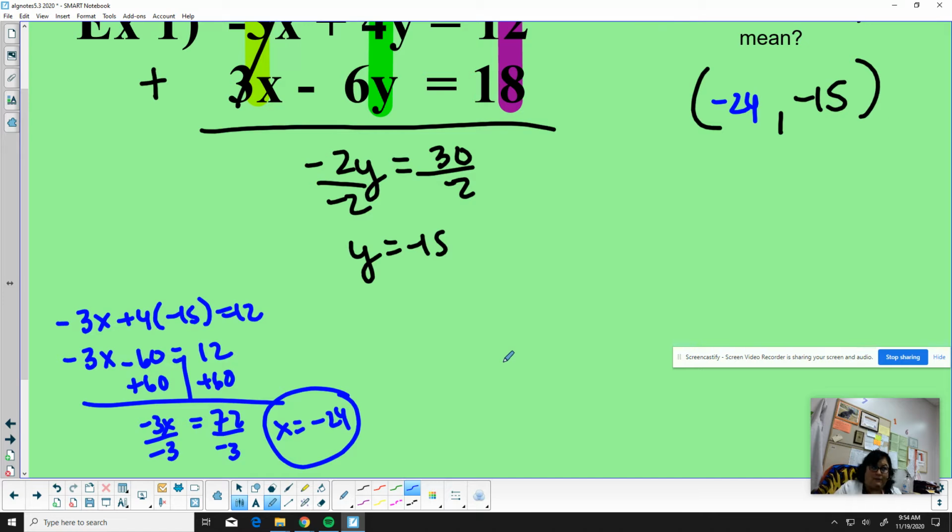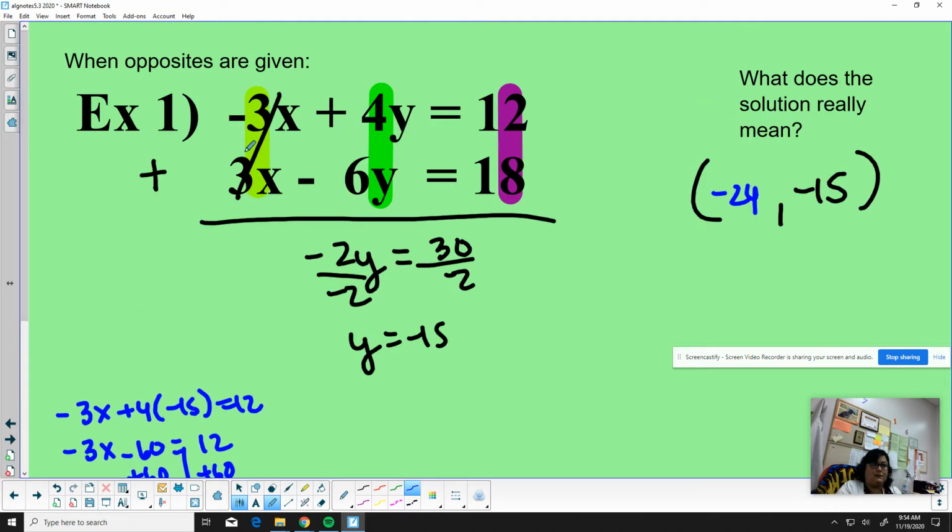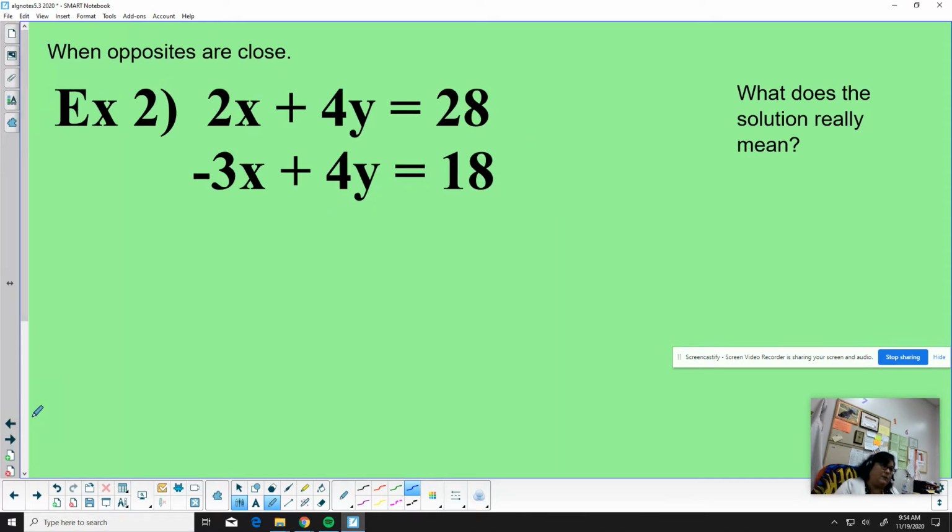So if I graphed it, I'd have to have a huge graph, but it would cross at those two points. If I did substitution, that would come up with my answer too. Now, substitution would be a hot mess because nothing here has a coefficient of 1, so I'd have fractions everywhere. So elimination is definitely the best choice for this problem. All right, let's try another one.